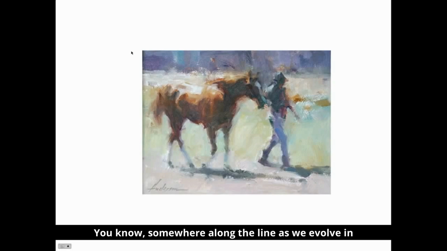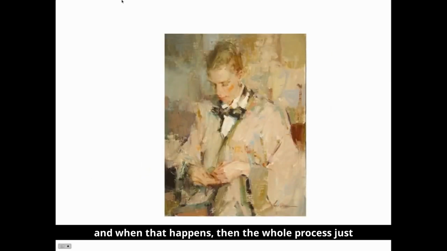Somewhere along the line, as we evolve in our painting skills, how we see the world changes, and when that happens, the whole process just keeps changing. It's just evolving. There's a series of books that was put out called The Impressionists by Themselves, and it was based on the letters that went back and forth among the different artists.